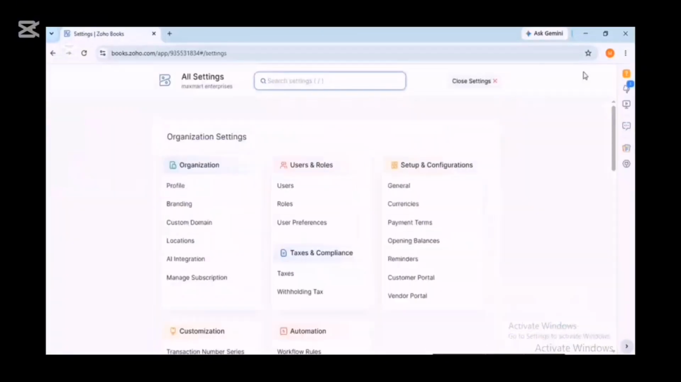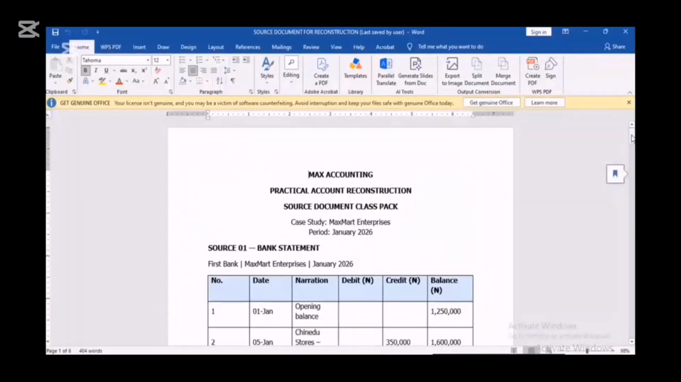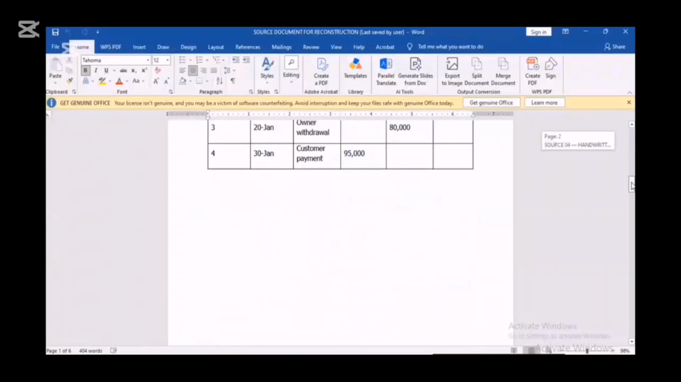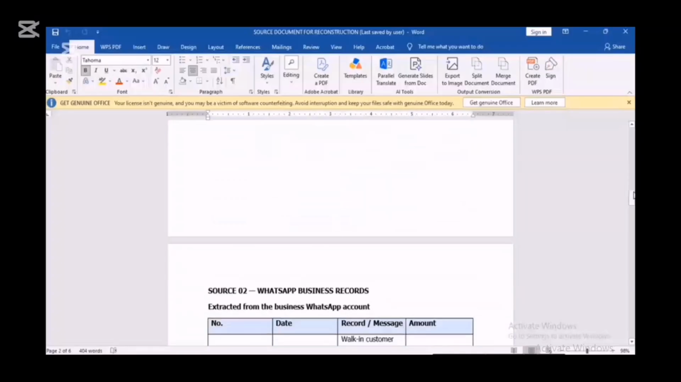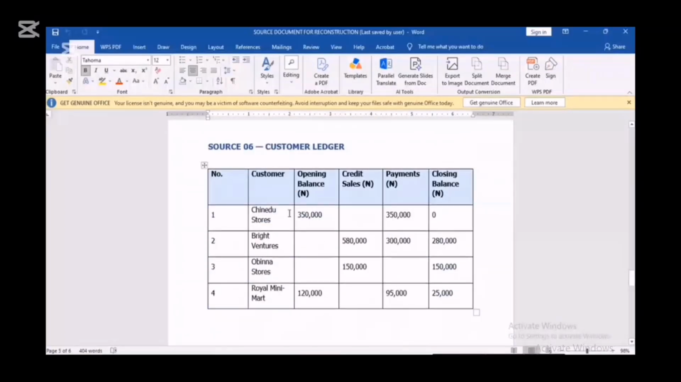So let's go back to opening balances. These are the balances we're going to input in the Zoho Books. So we have 1,250,000 for bank balances at the beginning of the period, then cash 180,000. So let's see some other balances. These are suppliers, customers. So definitely our customer balances. Chinedu was owing at the beginning of this year 350,000, though he later made payments.